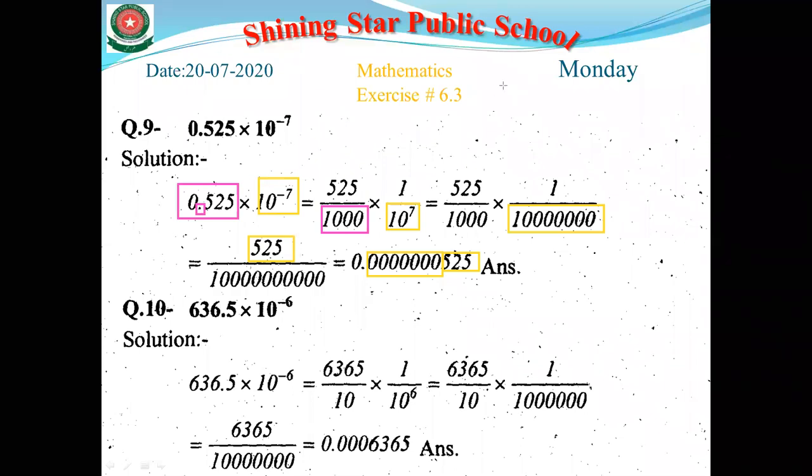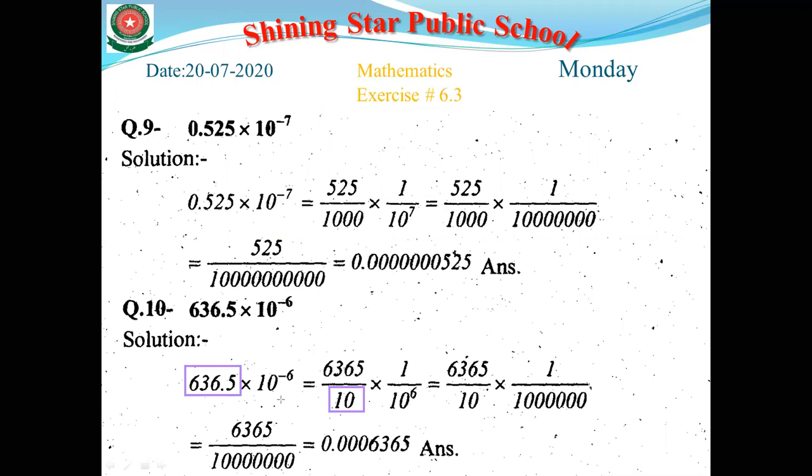Now question number 10. In question number 10, 636.5 multiplied by 10 power minus 6. Now how do we solve this question? Look here, it is 636.5. After the point we have only 1 digit. So that's why we write here 10, because after the point we have only 1 digit.